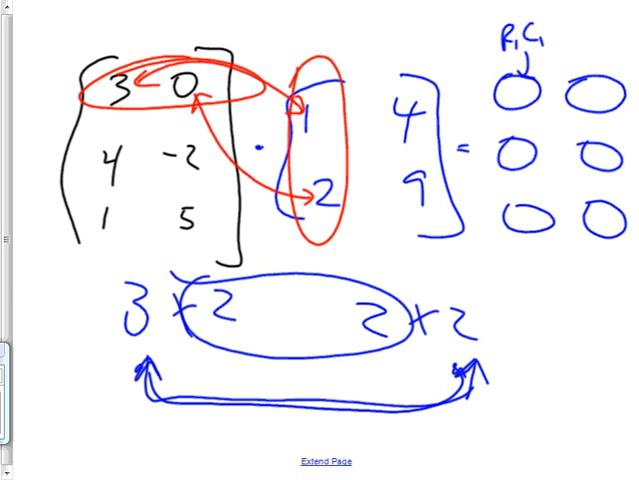So 3 times 1 is 3. 0 times 2 is 0. And then we add them. 3 plus the 0 makes 3. Do you get how I got that? I'll write it out for you. 3 times 1 plus 0 times 2. And that adds up to 3.